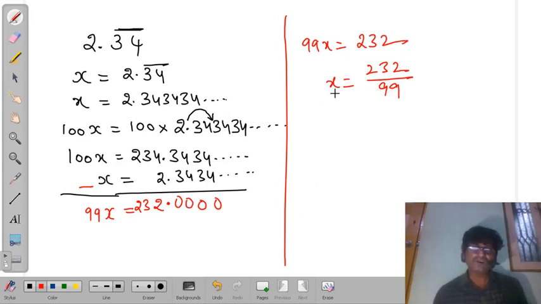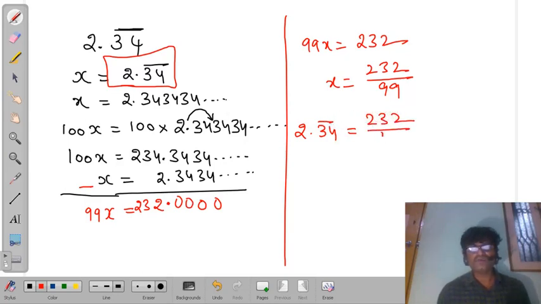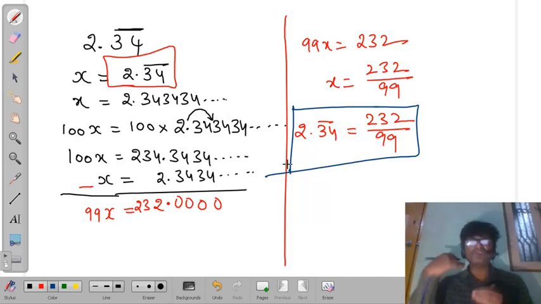Right. So now what is x actually? This one, 2.34, and 34 is under the bar. So we can write, therefore, 2.34 bar is equal to 232 divided by 99. Okay, so this is the final answer. So we can convert 2.34 bar as 232 divided by 99 into fraction form. Hope you understand this one.